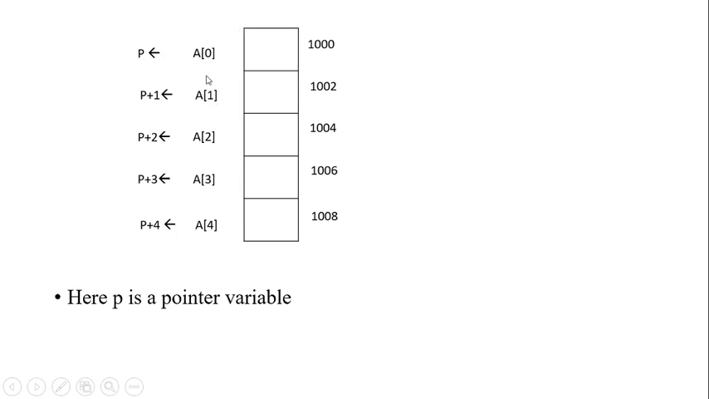If you are using an index to access the array elements, we write a of 0, a of 1, a of 2, because the array index always starts with 0. And if you are using a pointer variable to access the array elements, then we have to assign the base address first to this pointer variable. Then by incrementing by 1 for each subsequent access, we can access the subsequent elements of the array.